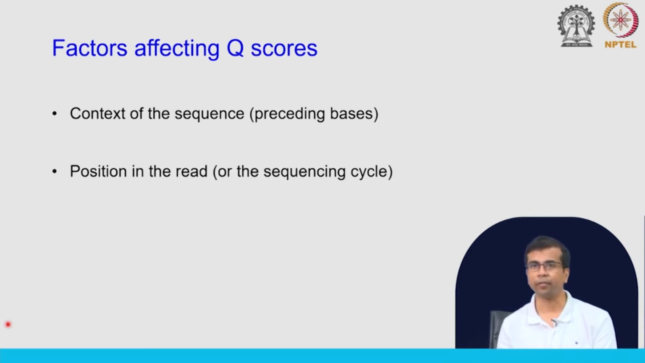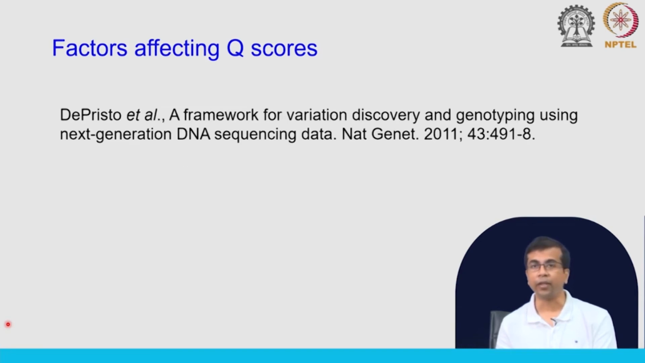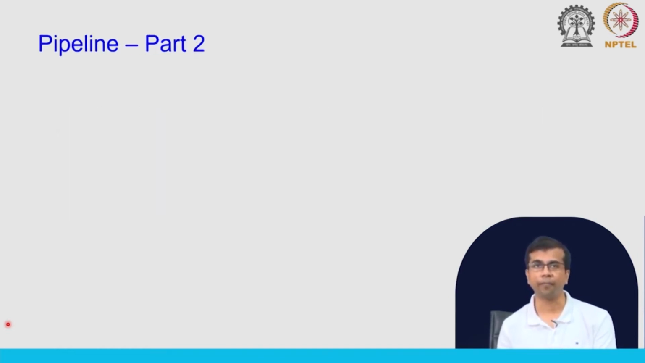This is something we have also learned earlier. For example, in Illumina the quality score starts to drop towards the end, there are different reasons we have talked about. So, the position in the read actually is a very important factor and this is not surprising. Here is a reference which you can read about all these methods and the pipelines, what are the different roles of these different steps, etc., in much more detail.